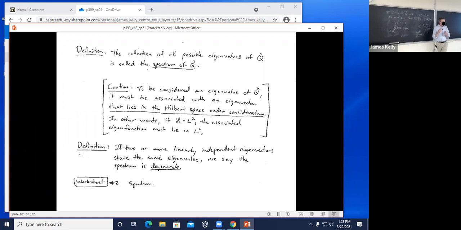Degenerate just means more than one eigenvector corresponding to an eigenvalue, linearly independent eigenvectors. Okay, let's look at, just to play around with these definitions. This is supposed to be really easy, just write it down. You just have to think about what the definitions mean.